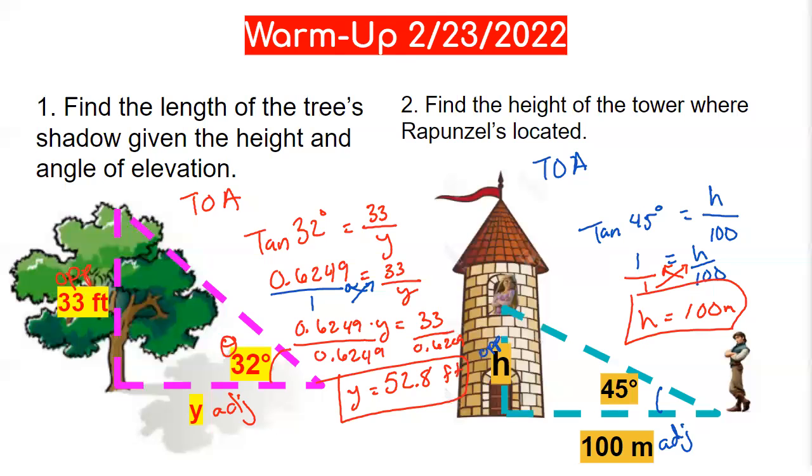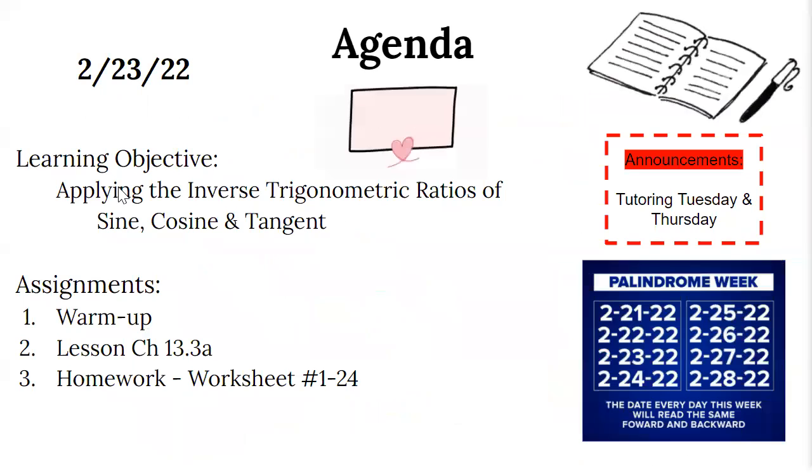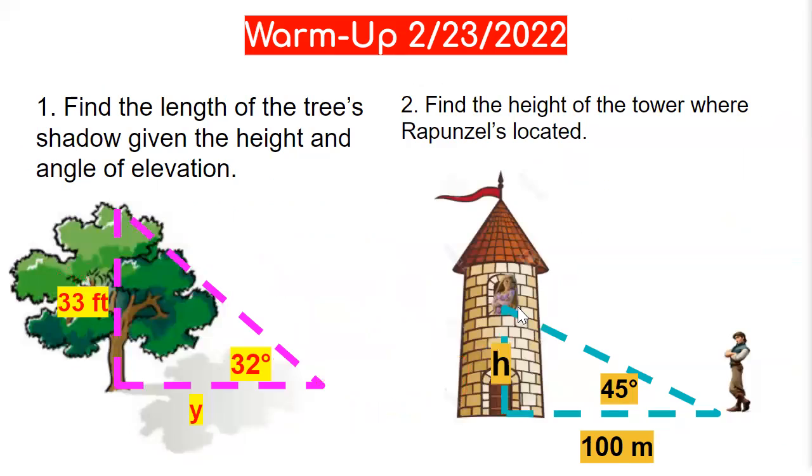So now that we have this, we're going to continue with our lesson for today. Let me clear this out. Our learning objective is to apply the inverse trigonometric ratios of sine, cosine, and tangent.